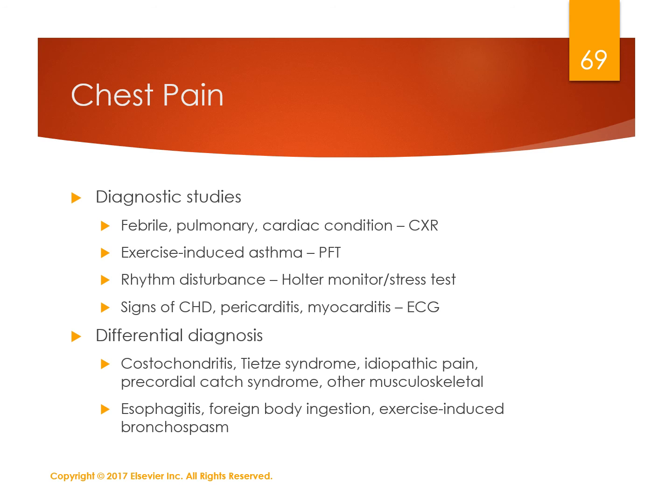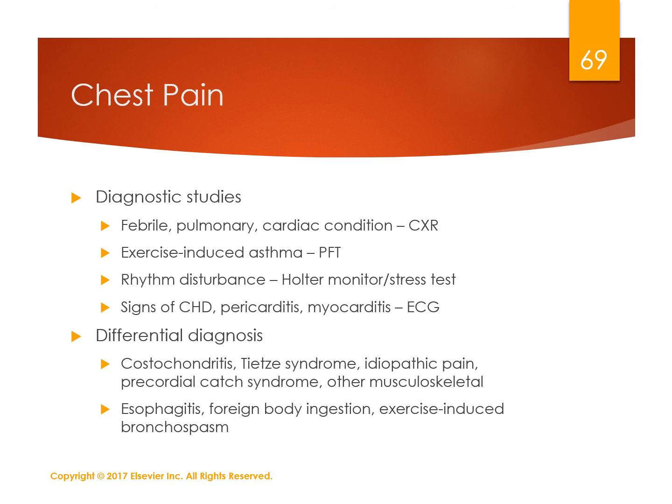Diagnostic studies, if they're febrile, if we suspect pulmonary or cardiac conditions, we're going to do a chest x-ray. If we think that it is exercise-induced asthma, we're going to do a pulmonary function test. If it's a rhythmic disturbance, we would want to do a Holter monitor and stress test. If they have any signs of congenital heart disease, pericarditis, or myocarditis, we'd want to do an ECG.